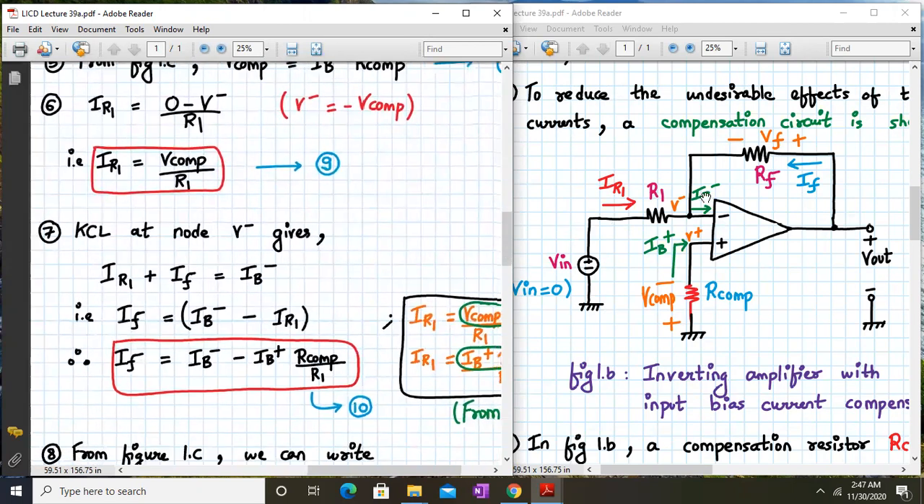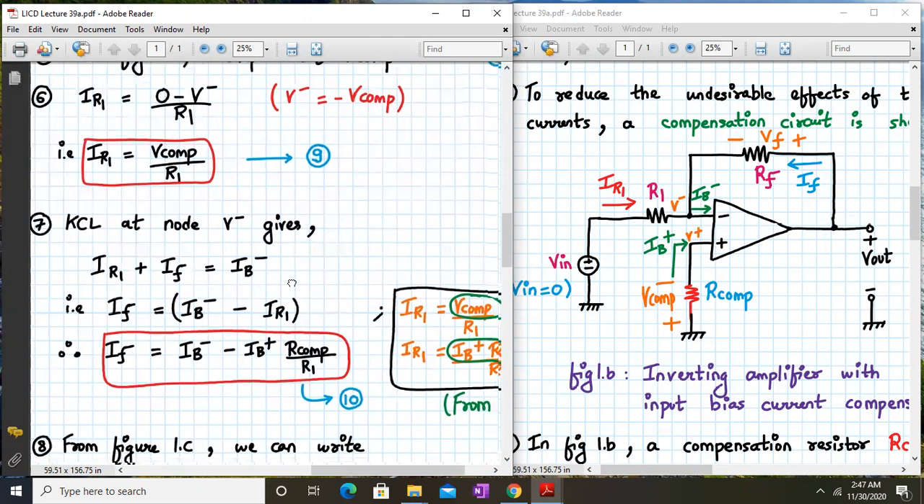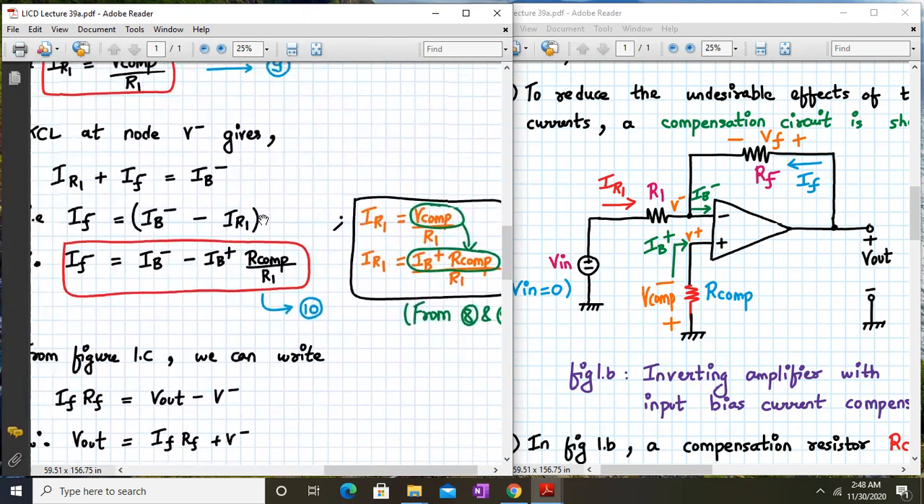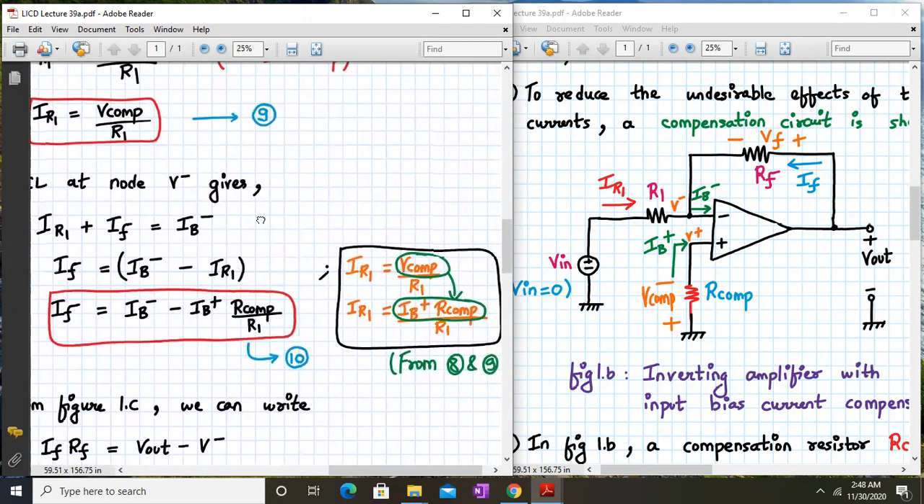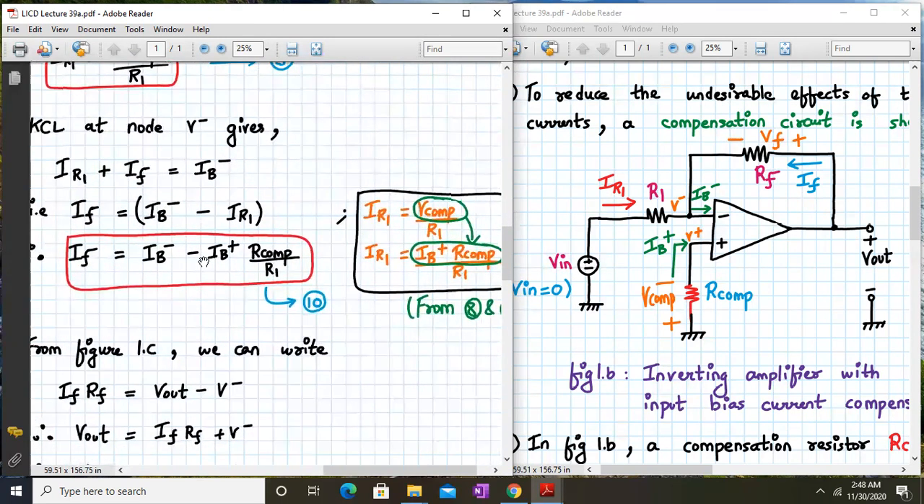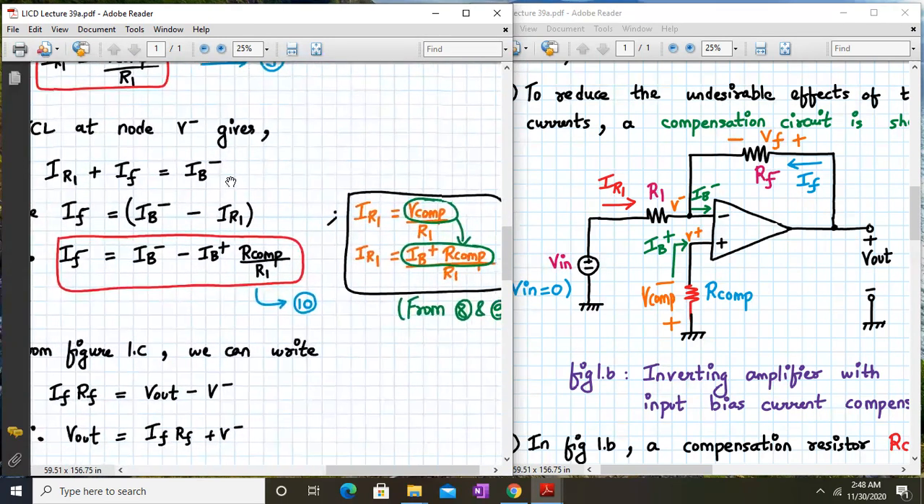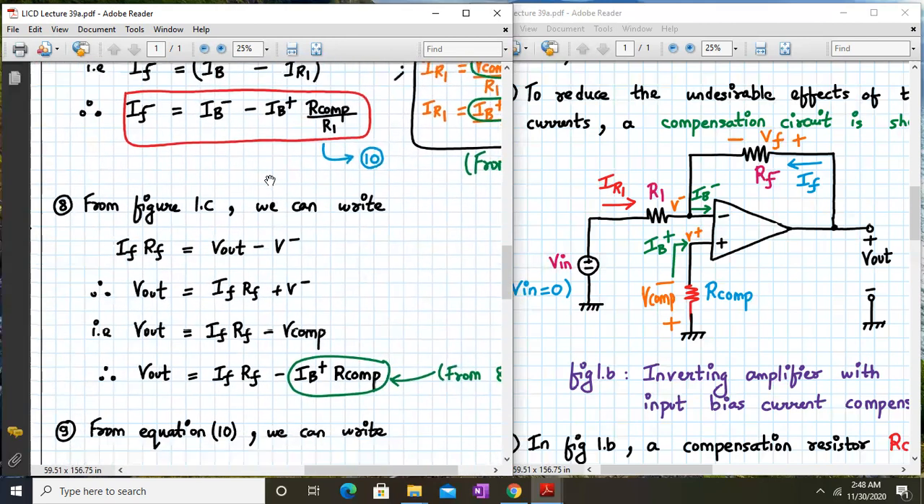Now we apply KCL at the V minus node. So we get IR1 plus IF is equal to IB minus. And IF, if we rearrange the terms, will be IB minus IR1. So IF will be IB minus IR1, and this is VCOM, right? And VCOM is IB plus into RCOM. So instead of IR1, we get IB plus into RCOM upon R1. This is our equation number 10.